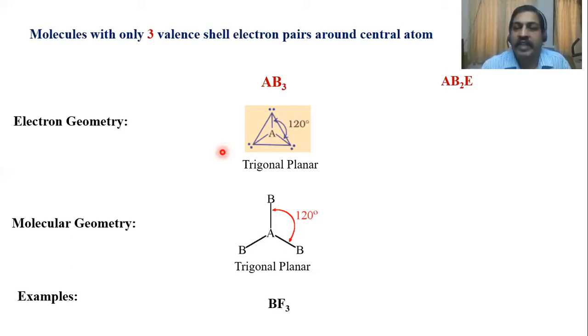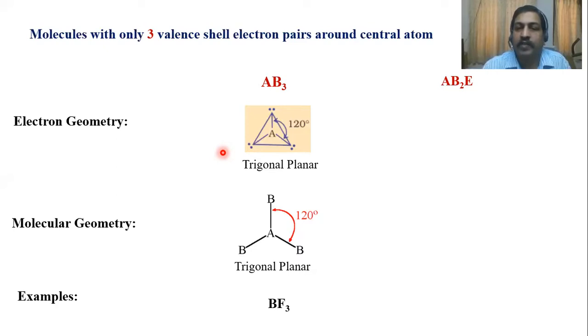Now in an AB3 type molecule there are three bond electron pairs around the central atom and there is no lone electron pair. Molecular geometry is the arrangement of atoms in the molecule. The arrangement of atoms depends upon the arrangement of bonds or the bond electron pairs. So for an AB3 type molecule, the molecular geometry is the same as the electron geometry. It is trigonal planar.